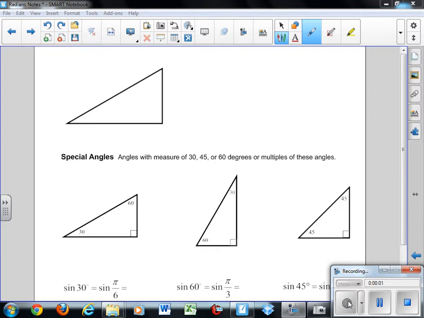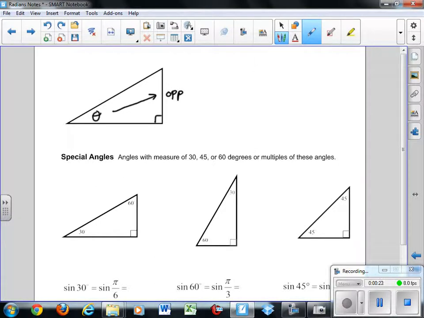Now we're going to apply our special triangles specifically to trigonometry. But let's first remind ourselves of the trig ratios that you learned in geometry. Let's say we have an angle theta in a right triangle. The side opposite theta is this side here. I'm going to abbreviate opposite.